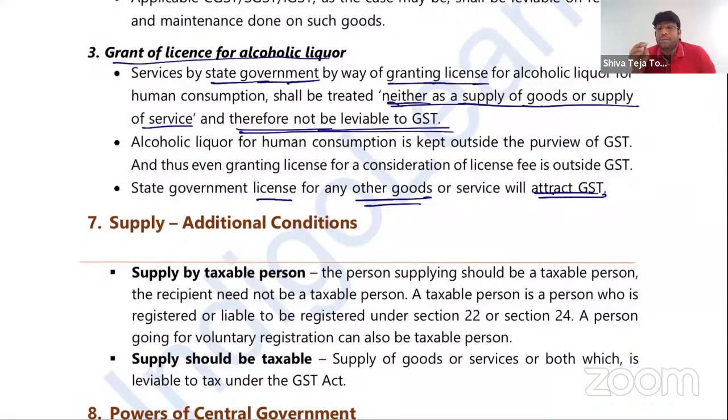But for multiple places of business within the same state, separate registration is not mandatory. It is purely optional. I hope you are getting clarity, my dear friends. So for multiple places of business within the same state, separate registration is not mandatory. It is purely optional. Make sense? I hope your query is clarified.